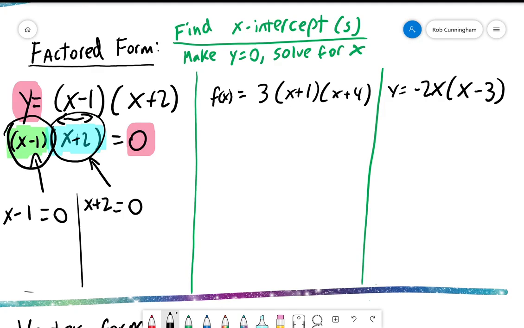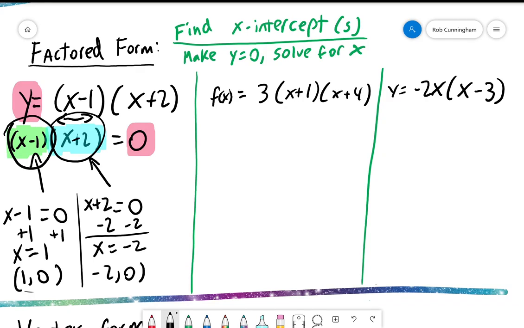So each of these is hopefully a fairly simple one-step equation. Add 1 to both sides, you get x equals 1. Subtract 2 from both sides, you get x equals negative 2. Our two x-intercepts are (1, 0) and (negative 2, 0).